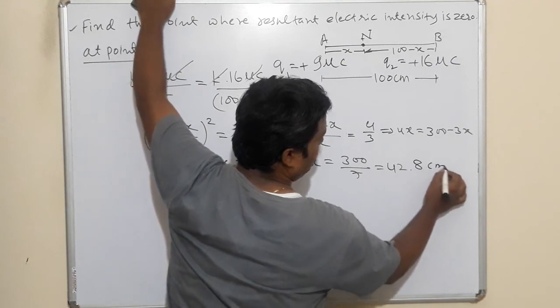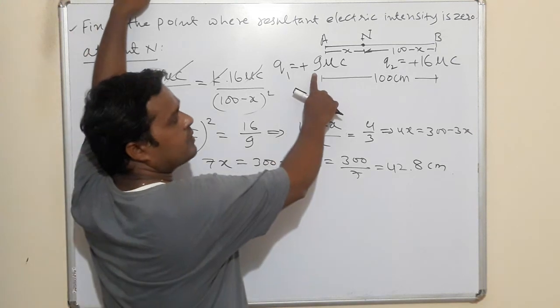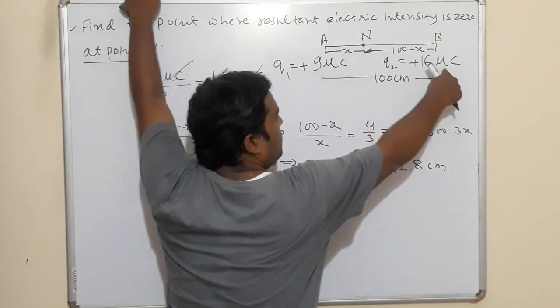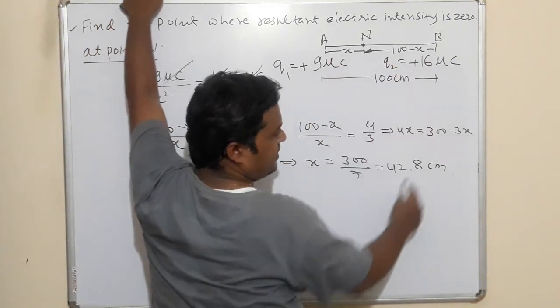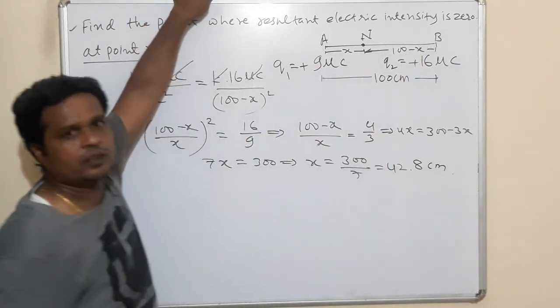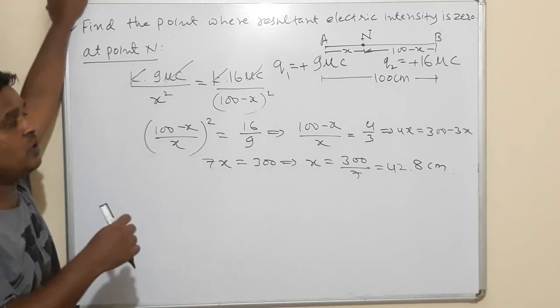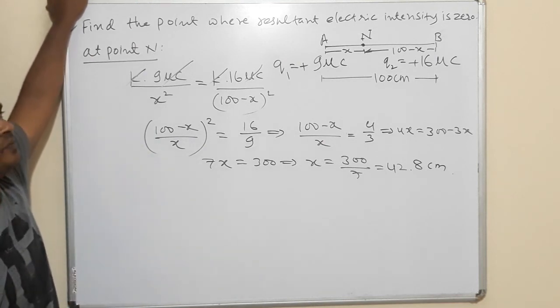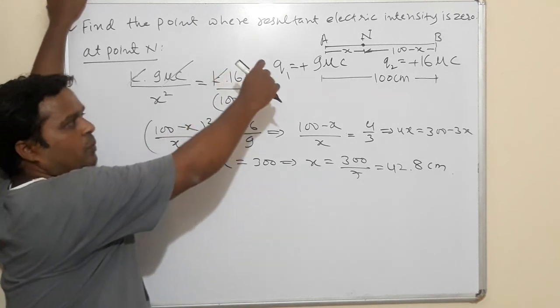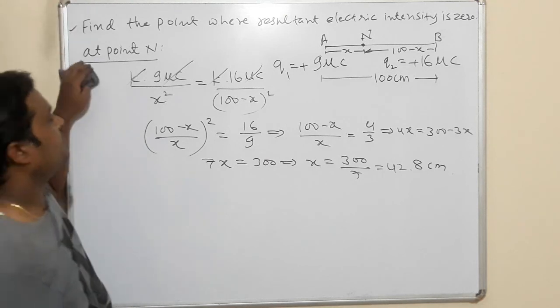So x is 42.8 centimeter. From which charge? From 9 microcoulombs. Then for 16 microcoulombs, what is this distance? 100 minus this. Nearly it is 43, and if it is 43, this will be 57. That means the neutral point lies closer to the charge of smaller magnitude. That selection of the point is very important. Then you can calculate it like this. Okay.